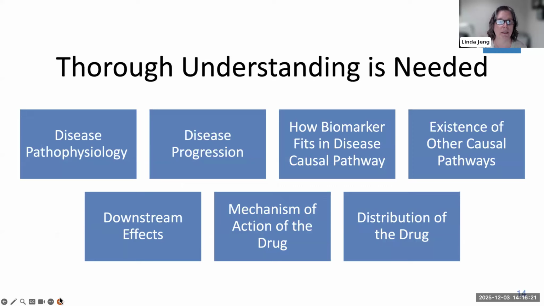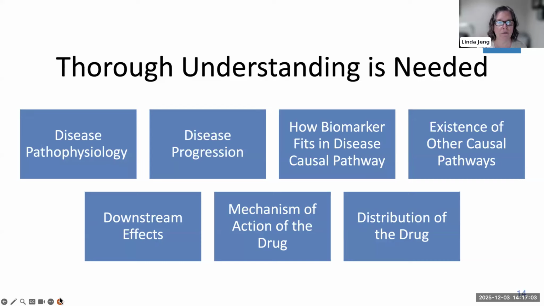Next slide. This is the opportunity to talk about what kind of information is needed when you're using a biomarker as a surrogate endpoint. It's really important that the disease pathophysiology and disease progression are understood, how the biomarker fits in with that disease causal pathway, and the existence of other causal pathways. Are there other influences, other than the biomarker, that might be altering the disease? Downstream effects also matter: a biomarker may have additional downstream effects that can change the way efficacy would be evaluated. The mechanism of action of the drug is important to understand, as well as the distribution of the drug.